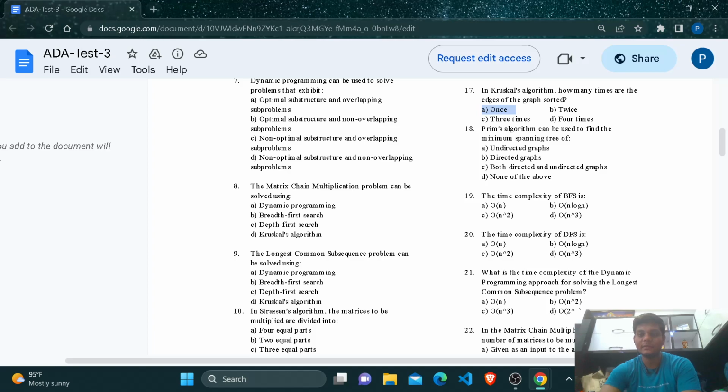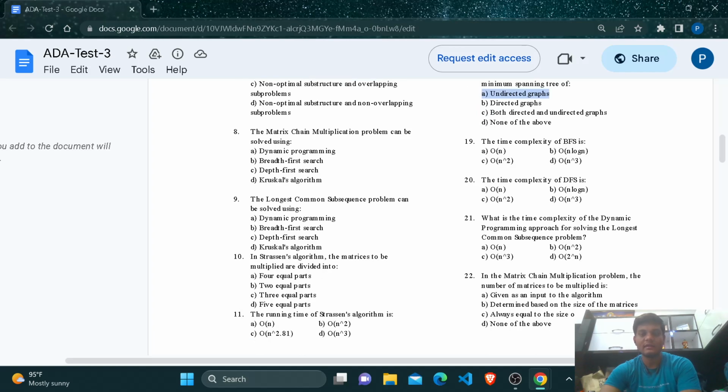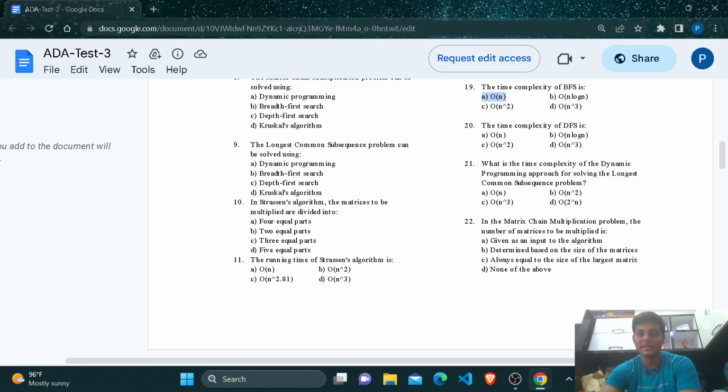Prim's algorithm can be used to find the minimum spanning tree of undirected graphs. 19th question is time complexity of BFS, that is breadth first search. So yeah, its time complexity is order of n. 20th question is time complexity of depth first search. So its time complexity is also order of n. 21st question is what is the time complexity of dynamic programming approach for solving the longest common subsequence problem? Its time complexity is n square.